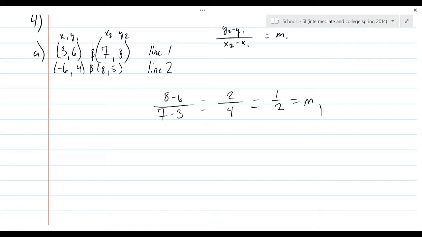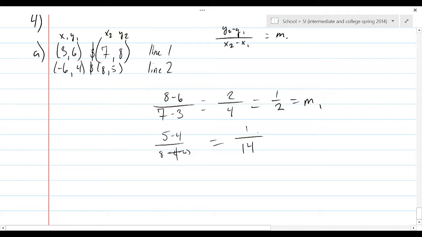And also do the same thing for line 2. I've got 5 minus 4 over 8 minus negative 6. Well, that's 1 over 8 minus negative 6, a minus and a minus is a positive. 1 over 14. That's m2.